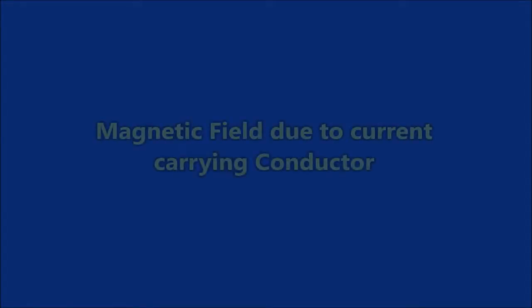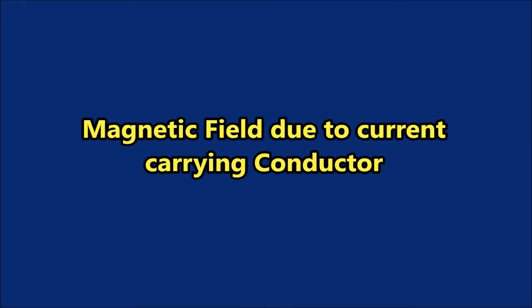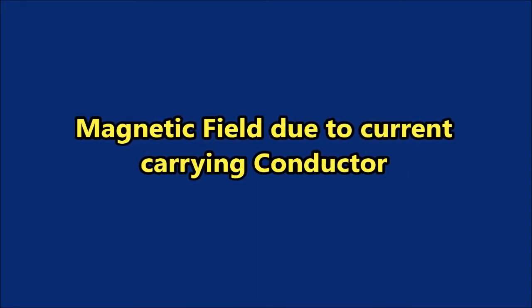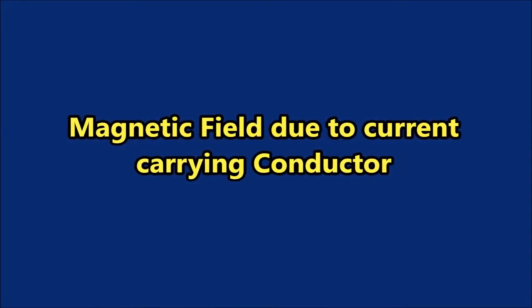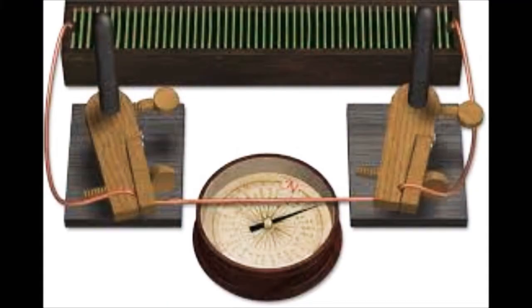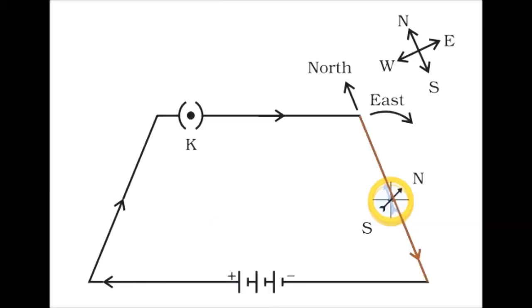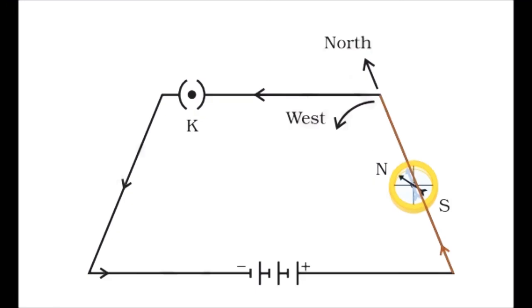Magnetic field due to current carrying conductor. Now let us know the effect of a current carrying conductor on a magnetic field. By placing the compass needle below the conductor and passing the current from positive to negative, we observe that the needle deflects towards the east. If the direction of the current is reversed, the needle deflects towards the west.